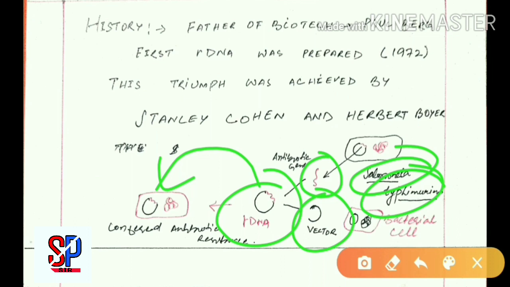So this became the basis for the recombinant DNA technology, and recombinant DNA technology is the main basis for modern biotechnology.